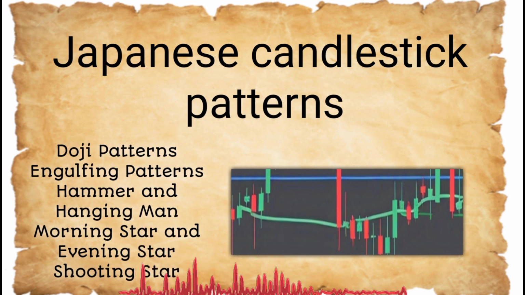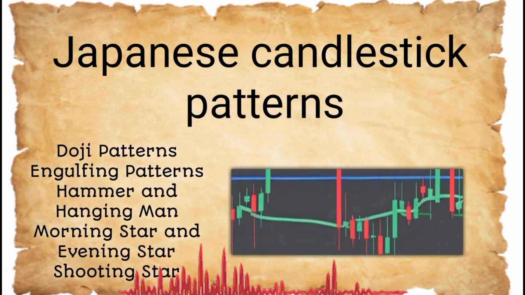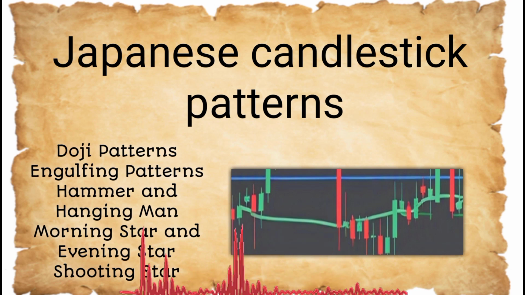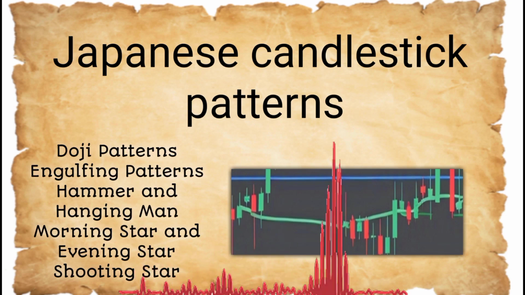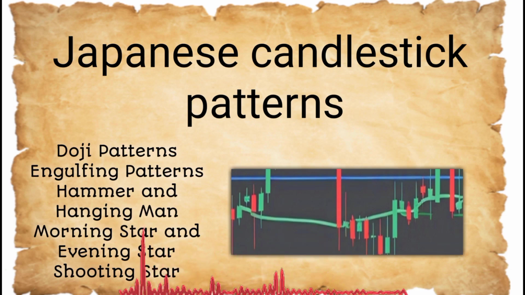Hammer and hanging man, spotting reversals. Both the hammer and hanging man have small bodies and long lower wicks, but their meaning depends on their placement in a trend. Hammer appears after a downtrend. The long lower wick shows that sellers tried to push the price lower, but buyers regained control and pushed it back up. This signals a potential bullish reversal. Hanging man forms after an uptrend. It looks similar to a hammer, but suggests that selling pressure is increasing. If confirmed by a bearish candle, it signals a potential reversal to the downside.